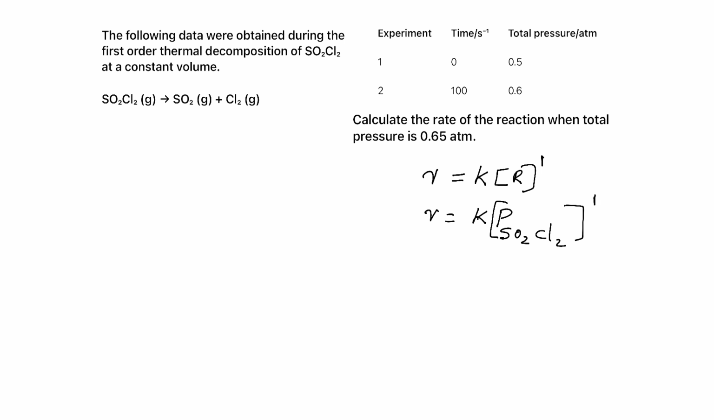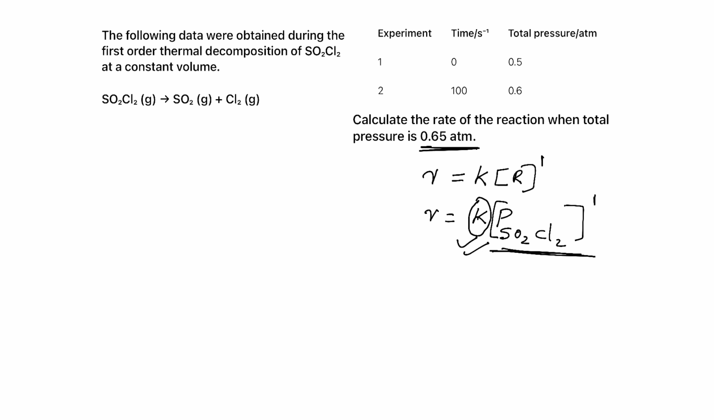Now here, which are the unknown values? We don't know K. We don't know the partial pressure of SO₂Cl₂, but we know the total pressure. So from total pressure, you have to find the pressure of SO₂Cl₂. Also, you have to find K. Then only you can find rate.